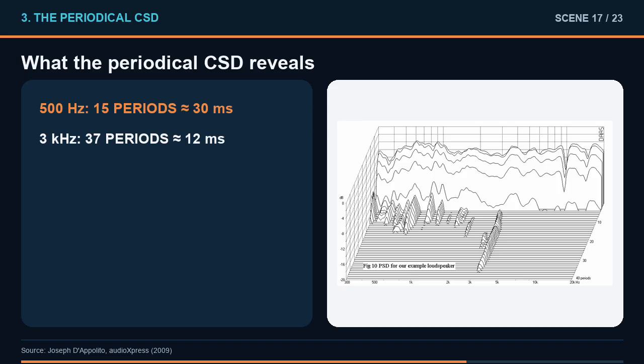Because the time scale varies with frequency, a 500 Hz resonance lasting 15 periods represents about 30 milliseconds. At 3 kHz, 37 periods represent only about 12 milliseconds. This cycle-based view improves low-frequency resolution and can reveal resonances that are difficult to see in the ordinary CSD.